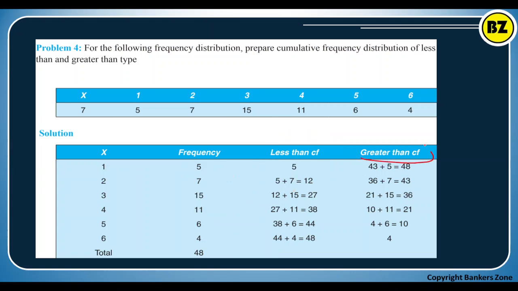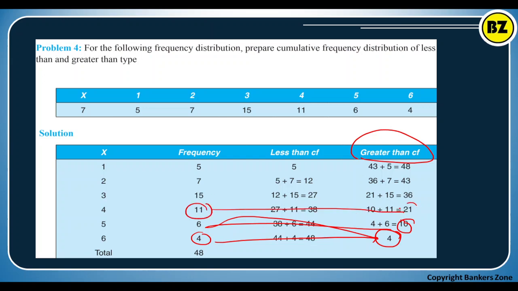Now you have to find the greater than cumulative frequency. For greater than, you start from the bottom. The last frequency is 4, so simply take 4. Now 4 plus 6, you get 10. 10 plus the next, 11, you get 21. 21 plus the next upper value, 15, you get 36. 36 plus the upper value 7, you get 43.